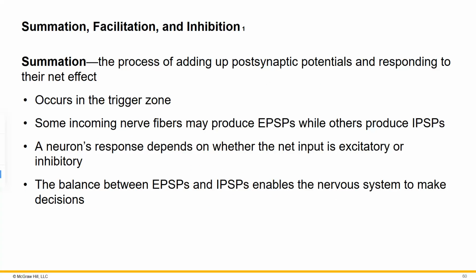Summation is the process of adding up postsynaptic potentials and responding to their net effect, and this occurs in the trigger zone. Some incoming nerve fibers may produce EPSPs while others produce IPSPs. A neuron's response depends on whether the net input is excitatory or inhibitory. The balance between EPSPs and IPSPs enables the nervous system to make decisions.